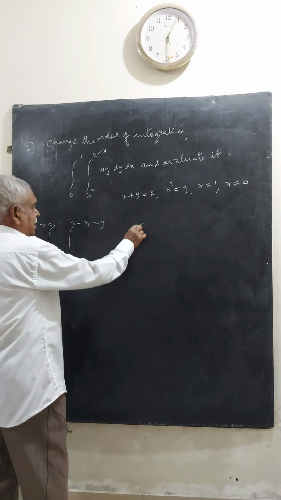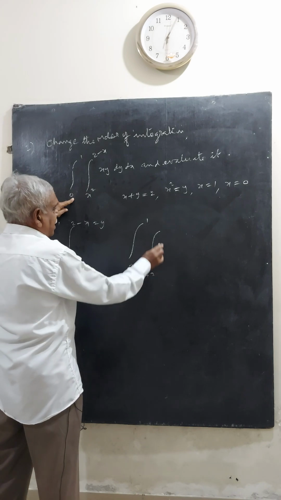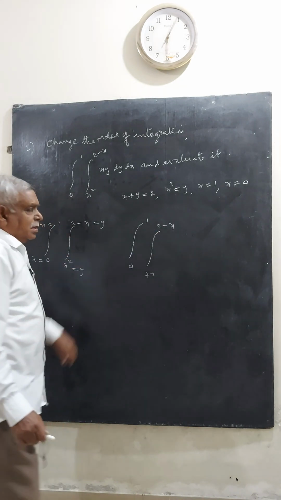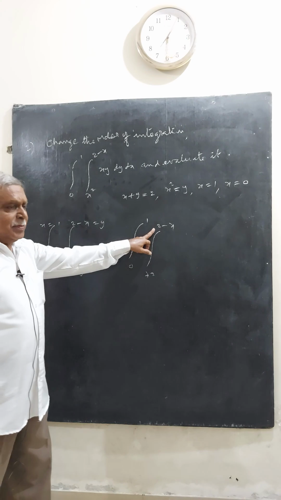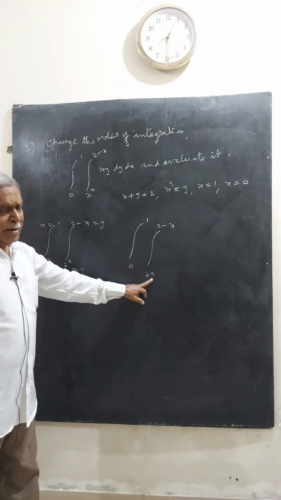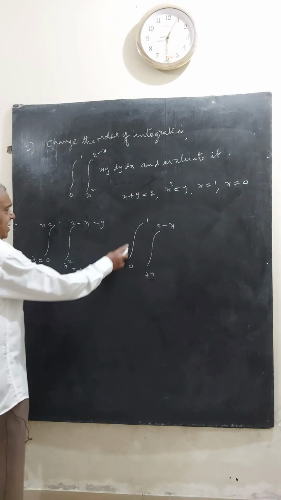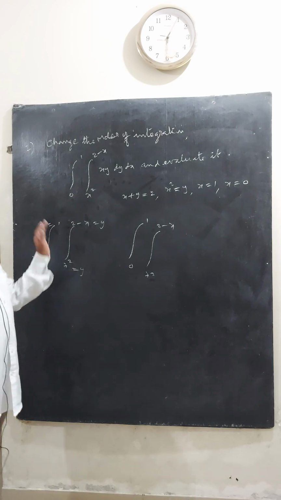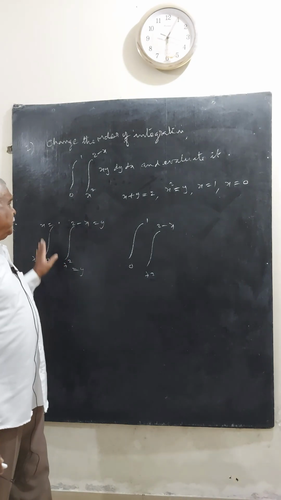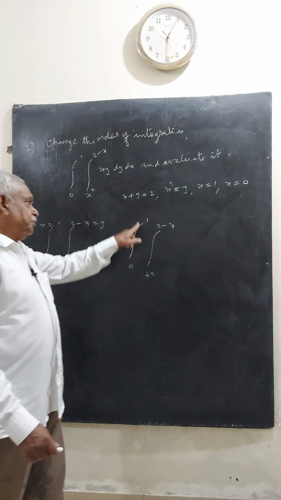Again I am telling, the limits are 0 to 1, x squared to 2 minus x. If there are limits in x, then immediately write it as y, and the remaining is x. By taking all these 4 curves, we can draw the diagram.